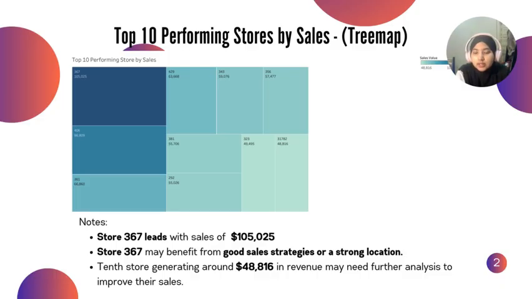Next, this is the top 10 performing stores by sales using a tree map chart. We can see that store 367 leads with sales of $105,125, and it may benefit from good sales strategies or a strong location. Meanwhile, the tenth store generates around $48,816 in revenue, so it may need further analysis to improve its sales.